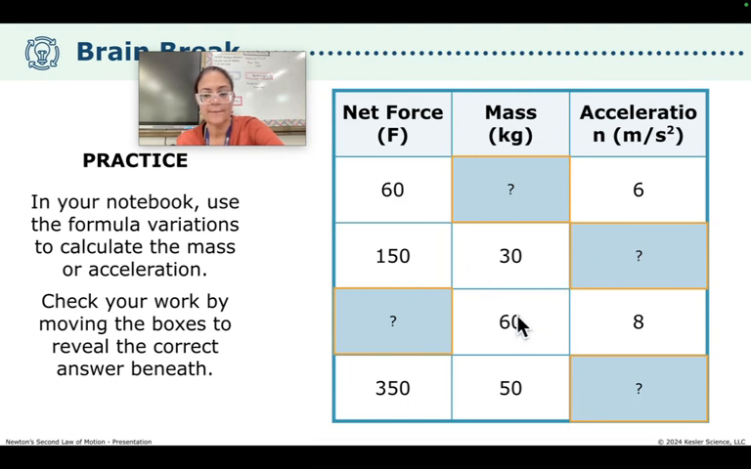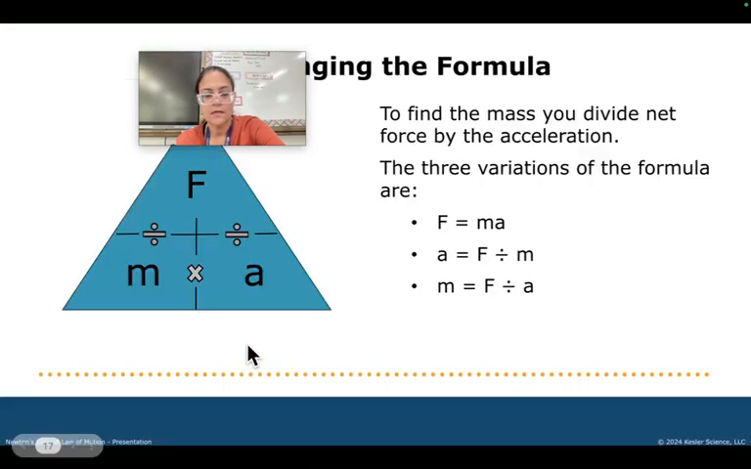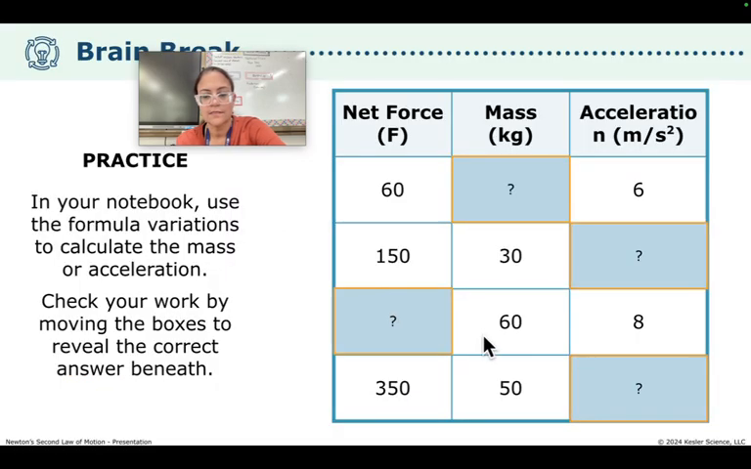Here we're given the mass and the acceleration. We are not given the force, so we need to figure that one out. Cover up the force. Mass times acceleration. 60 times 8 is 480. So you would need 480 newtons of force to move this object that much.